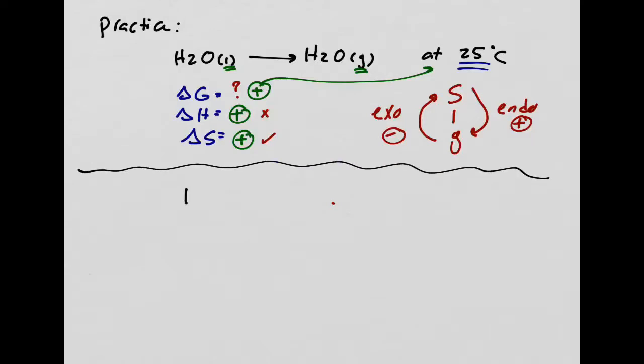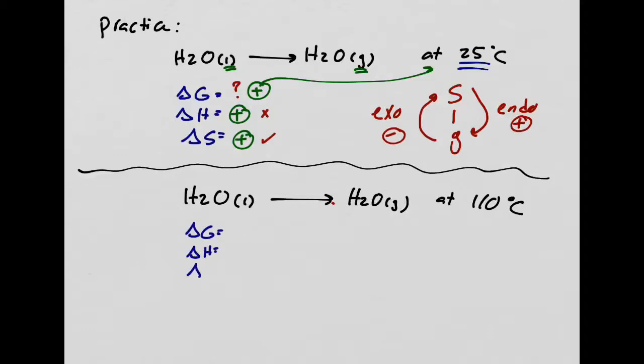Let's say I have H2O liquid that wants to go to H2O gas, and I am at 110 degrees Celsius. Okay, do this one on your own. So delta G, delta H, delta S. It's probably best to do delta G last. Okay, you ready to do this? Hopefully you paused me and you did it.